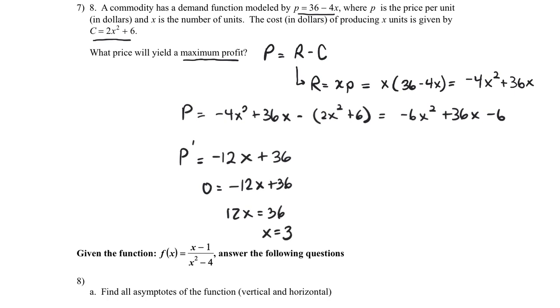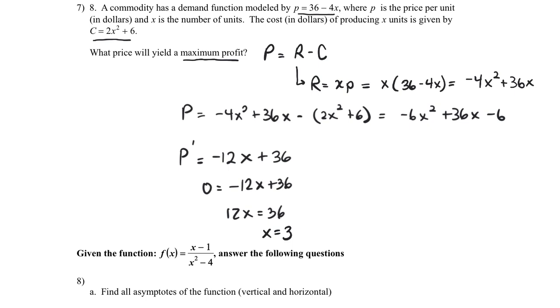We get x is equal to 3. So producing and selling 3 units would bring us maximum profit, but what they want is what price will yield maximum profit. So the number of units, 3, needs to be input into the price function.